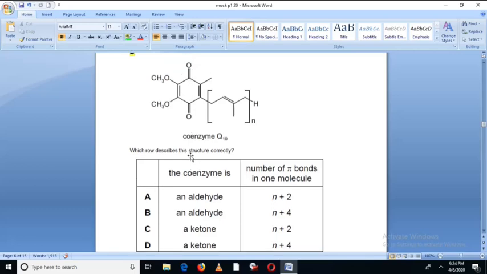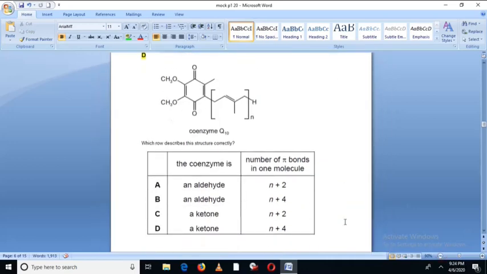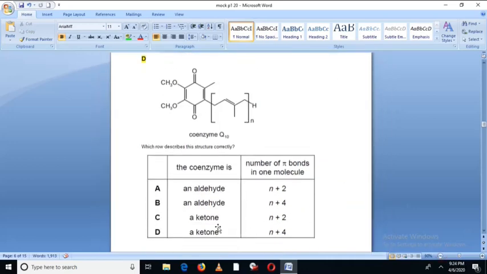So the option that is correct, that is basically our D statement, is correct, because the structure of the molecule contains a ketonic group and it has n plus 4 pi bonds present within its molecule.